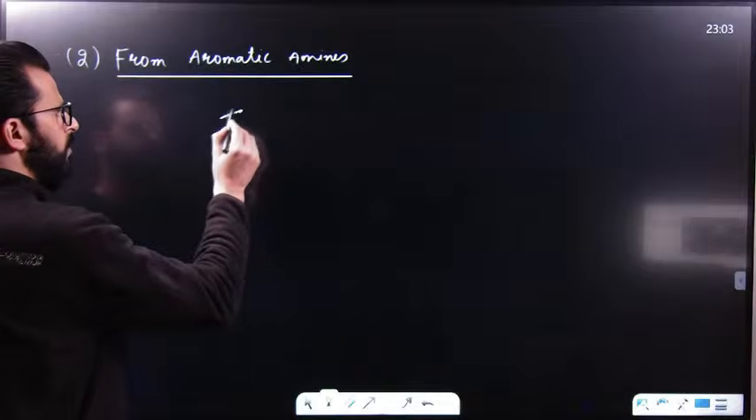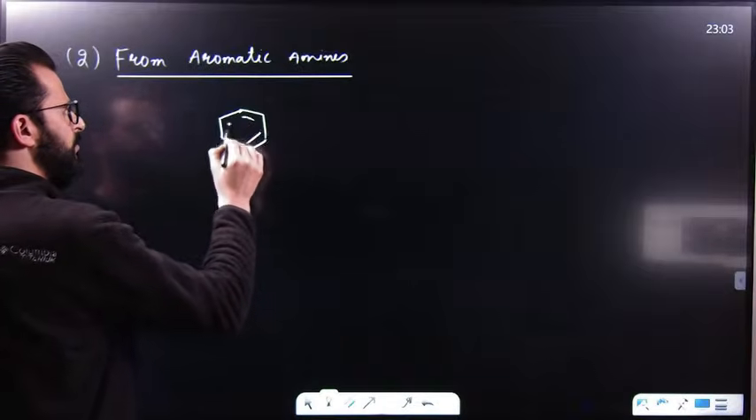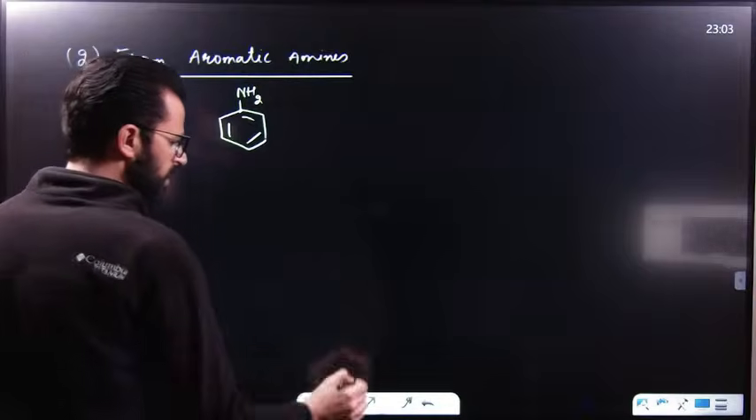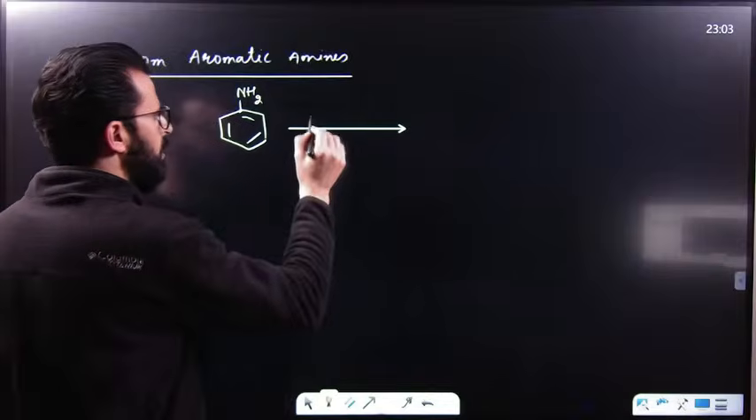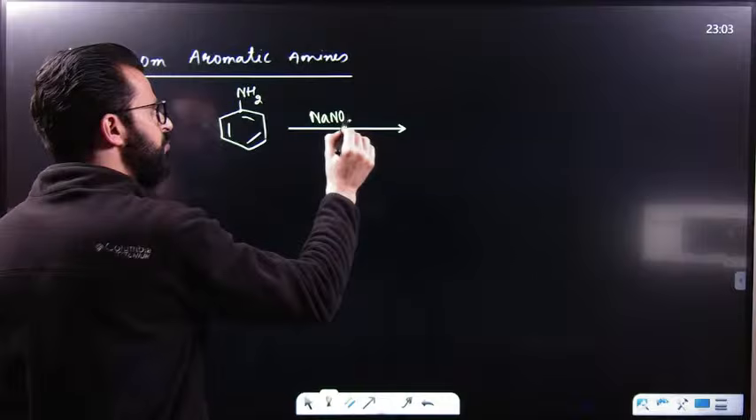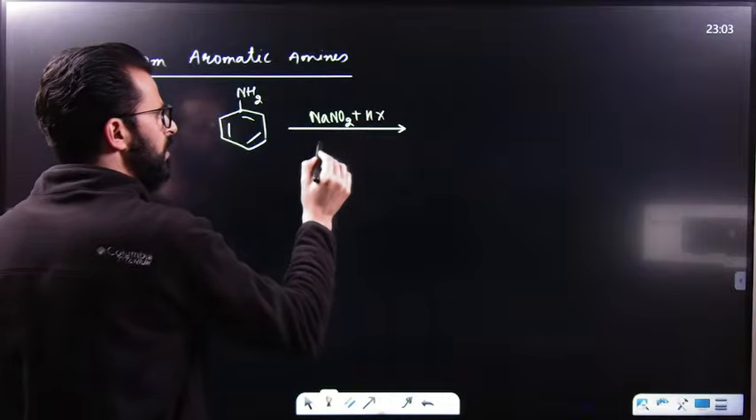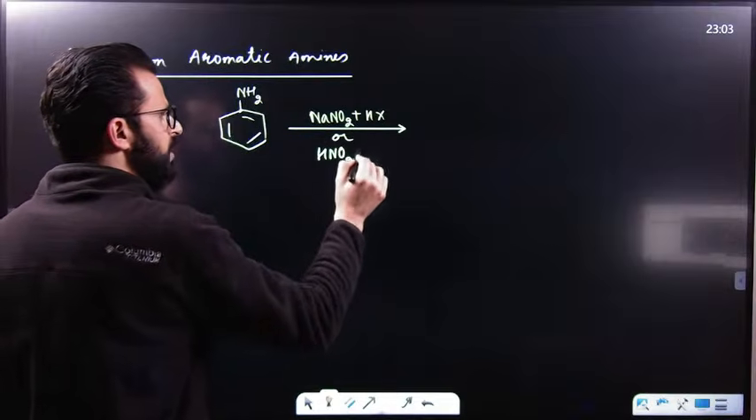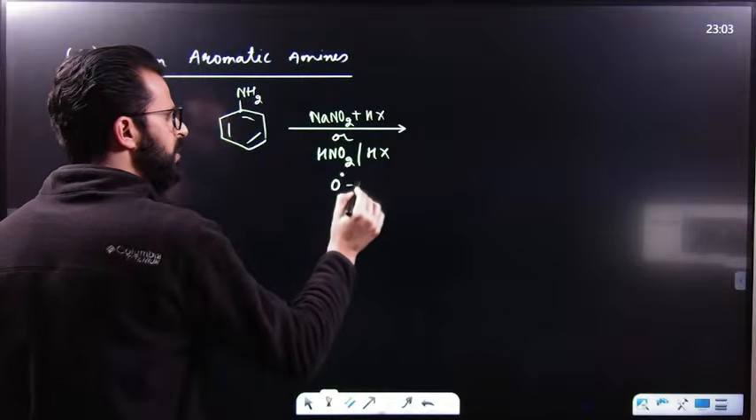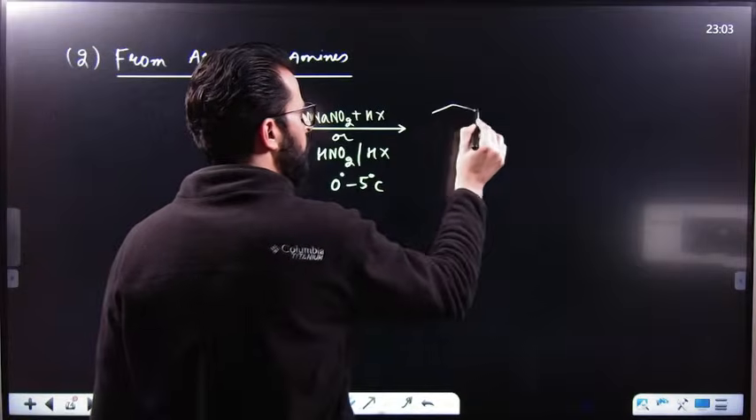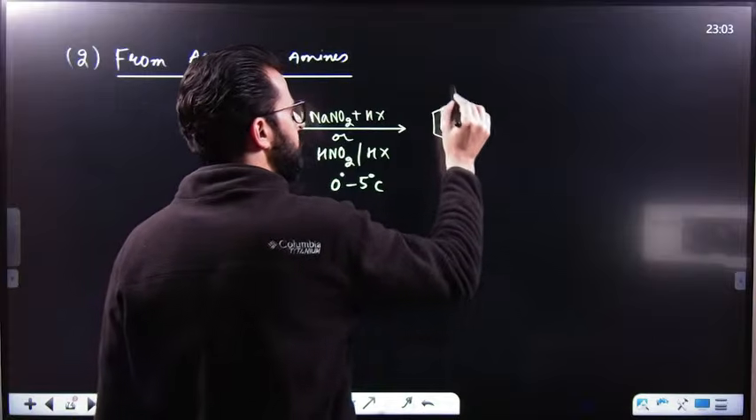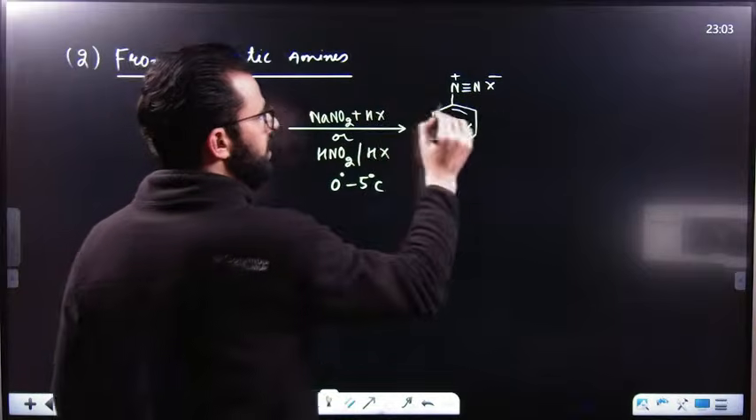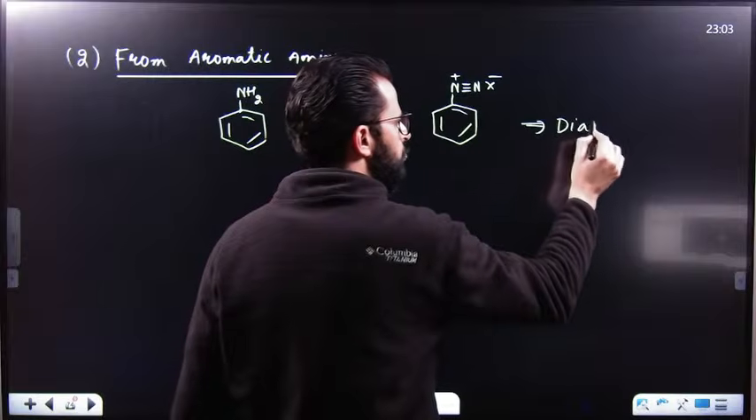Have a look. Whenever you have an aromatic amine, for example the primary aromatic amine known as aniline, if this aniline is treated with NaNO2, sodium nitrite, and HX, or we can simply say HNO2/HX, at a temperature of 0 to 5 degrees Celsius, it will result in the formation of benzene diazonium salt, and this reaction is known as diazotization.